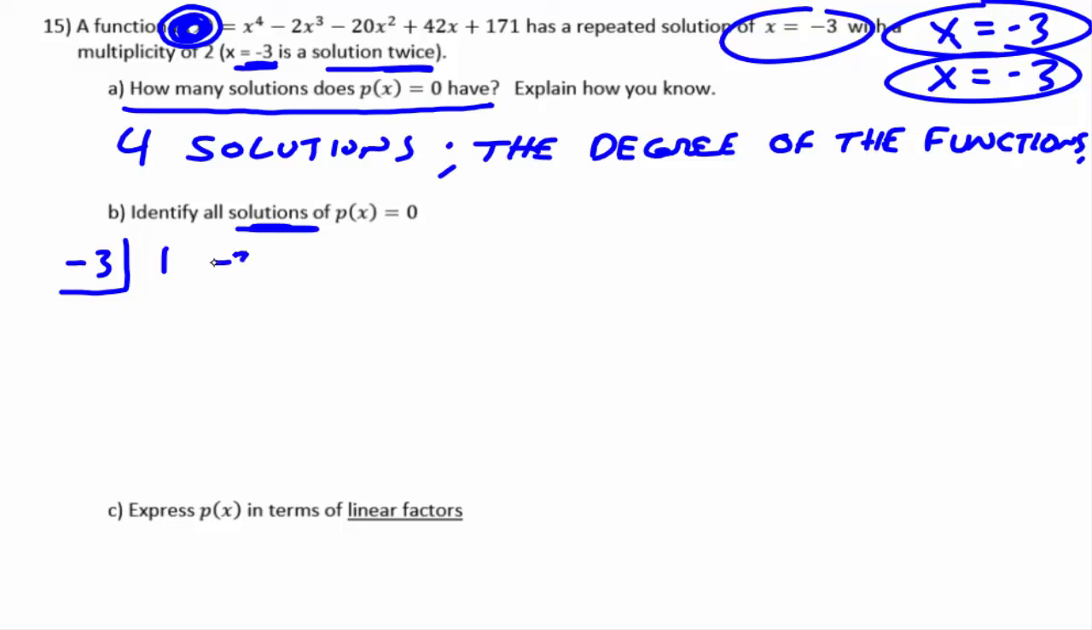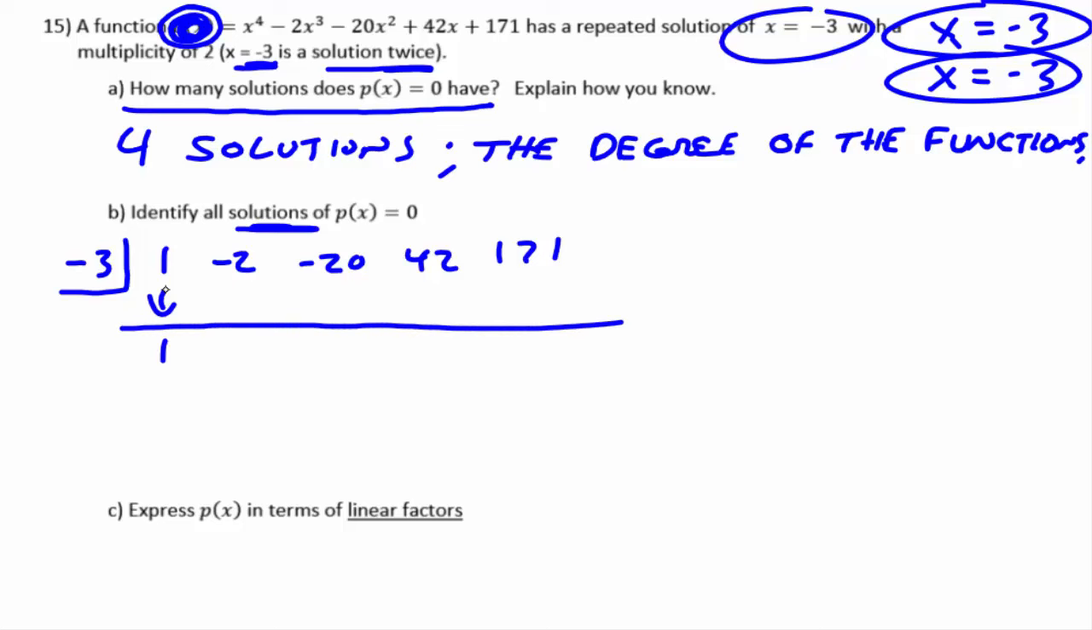Take your coefficients here and run your synthetic division through. So we have 1, -3. We all know how to do this. 15, -5, 15, 57, and then 57 times -3 is -171. Voila, look at that. We get our 0. So now we're down to, remember you drop down a degree, so it's x to the third minus 5x squared minus 5x plus 57.